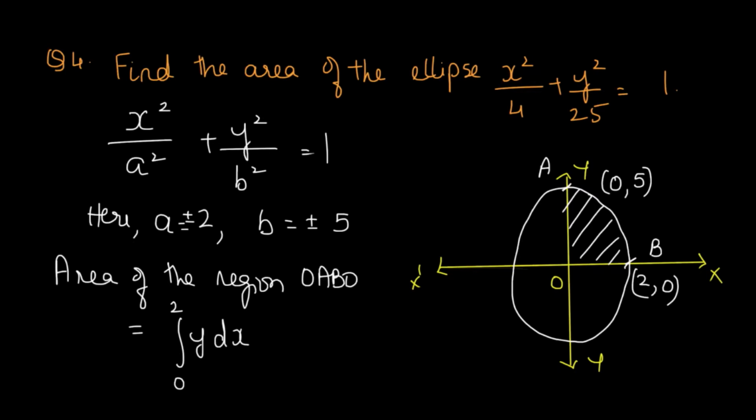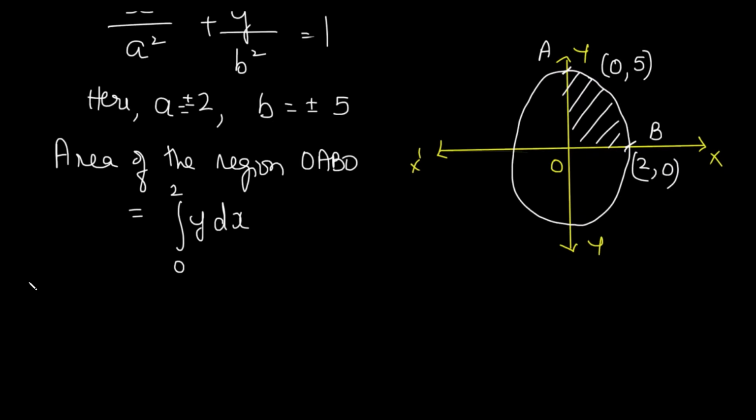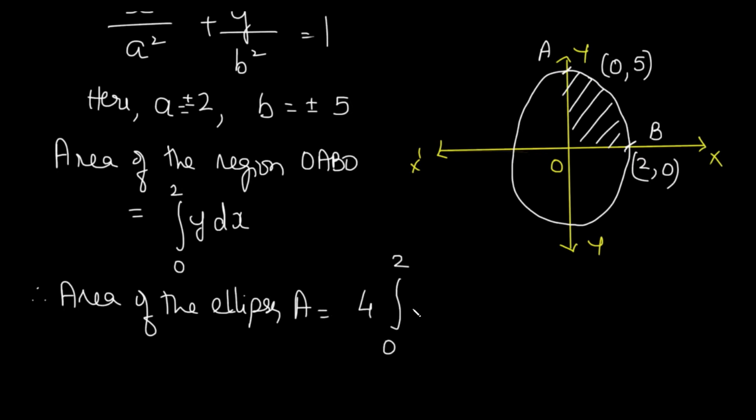And the required area of the ellipse becomes this way. Therefore, let A be the area of the ellipse. A is equal to 4 times the same area, the integral from 0 to 2 of y dx.